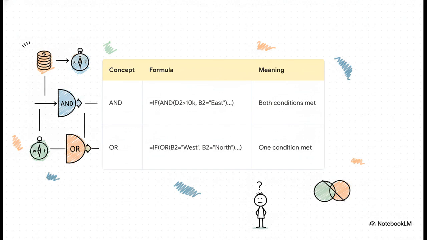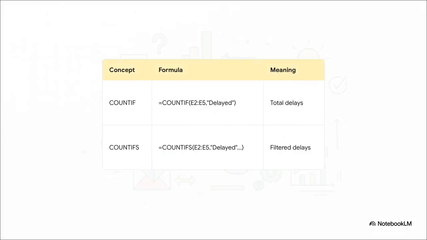A frequent pitfall here is assuming OR means an exclusive choice, or just completely confusing the two gates. So let's move from pure logic into conditional counting. If your manager asks, hey, how many orders were delayed, COUNTIF isolates that specific observation, returning 2. If they get specific and want to know how many were delayed in the East, COUNTIFS evaluates multiple criteria in parallel, returning 1. Just watch out for referencing ranges of unequal height that will instantly throw a value error.